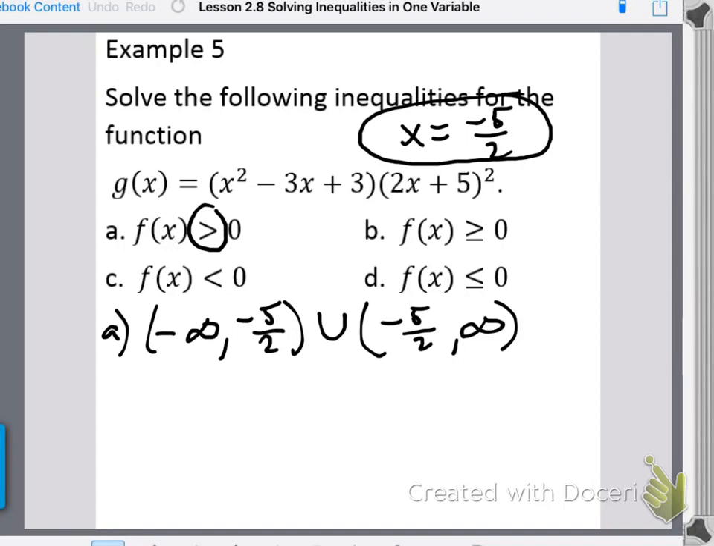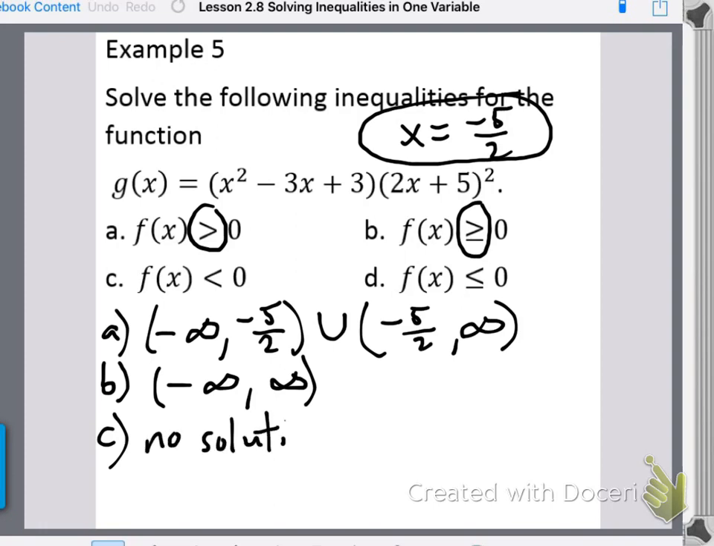So for part B, now it's greater than or equal to 0. So now negative 5 halves is able to join the group. So all real numbers. Now again, what that means is I can plug any number in for x, any negative number, any positive number, any 0 I can plug in, and the function's going to be greater than or equal to 0. Now again, the inequality for C, f of x less than 0. Well, if you look up here, there are no values of x that make the value of this whole function less than 0. So the answer for C is no solution.